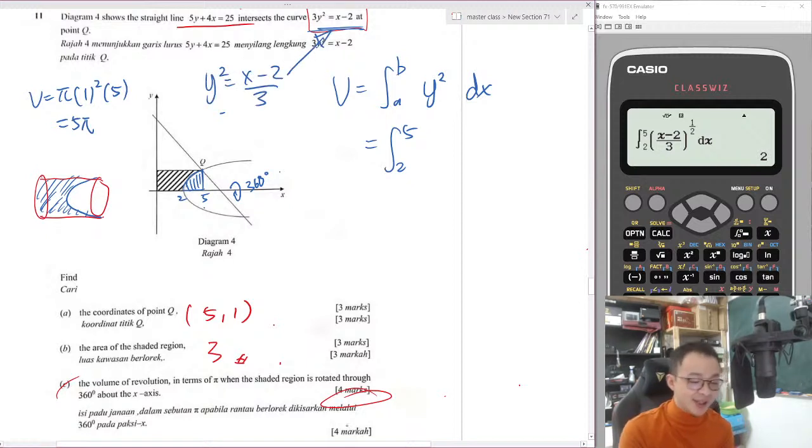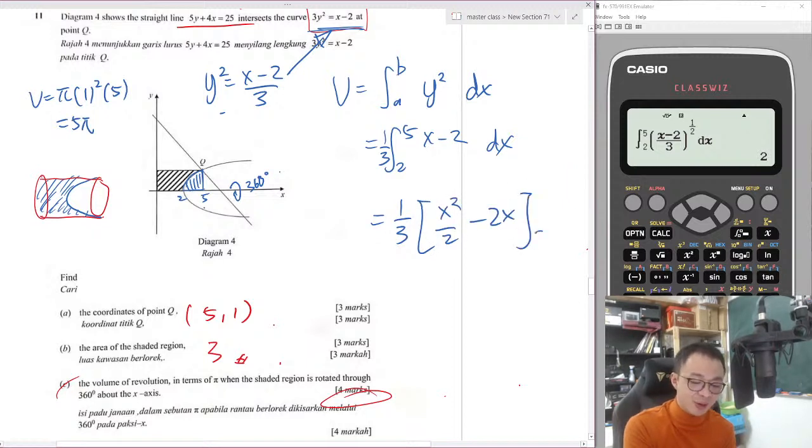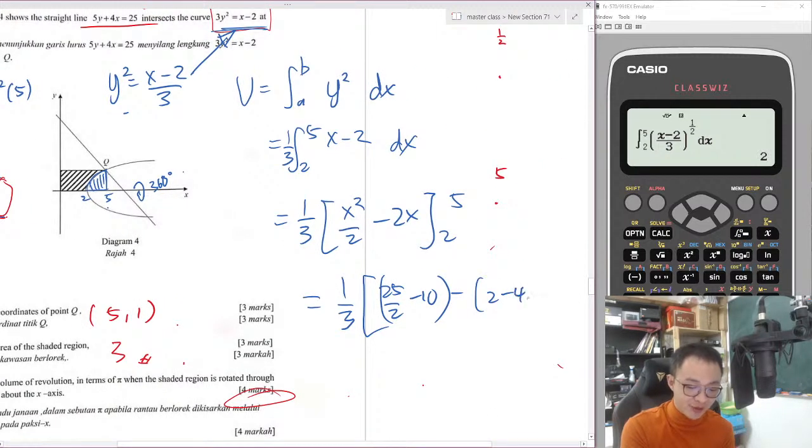From this equation, check carefully, it's x minus 2 over 3. But I don't like to integrate with the over 3 like this. What I will do is take out the 3, become 1 over 3 outside, because the integration rule tells me that I can take out any constant number I want. So dx. Then I will integrate this, which gives me x squared over 2 minus 2x, from 2 to 5. Then you can do it manually or you can use a calculator. This is 25 over 2 minus 10 minus 2 minus 4. Then I will just solve this one. This is 20, so I will have 5 over 2 plus 2.